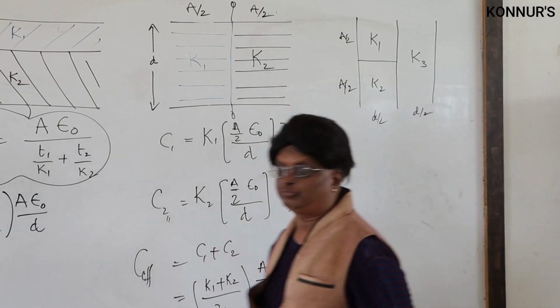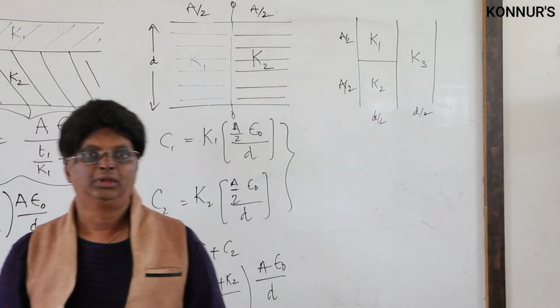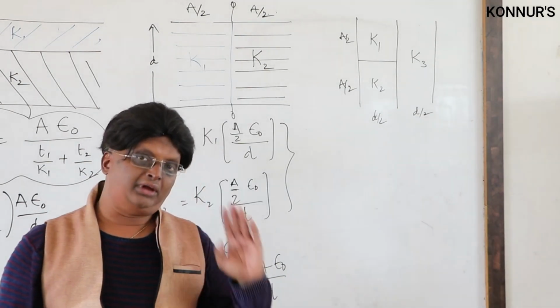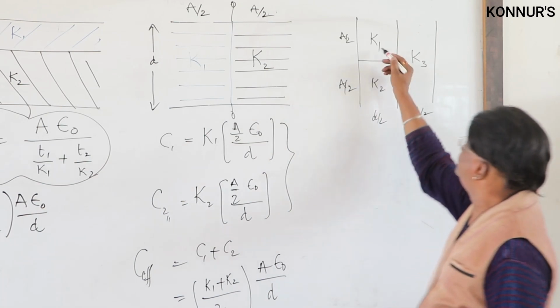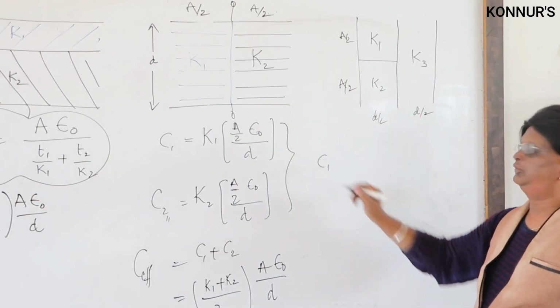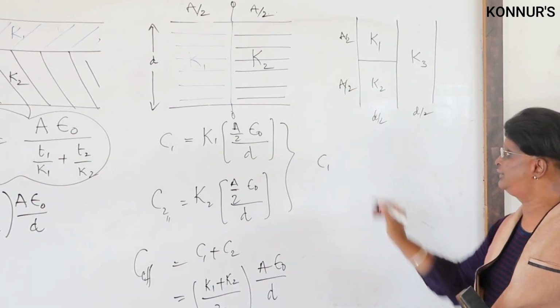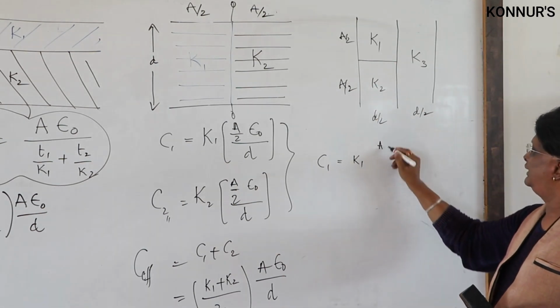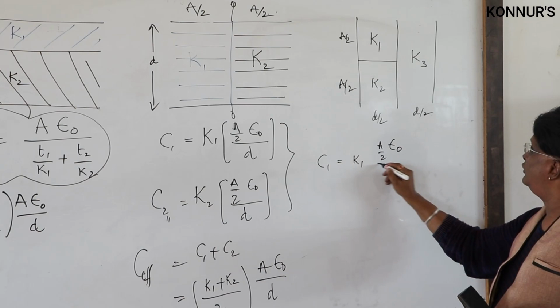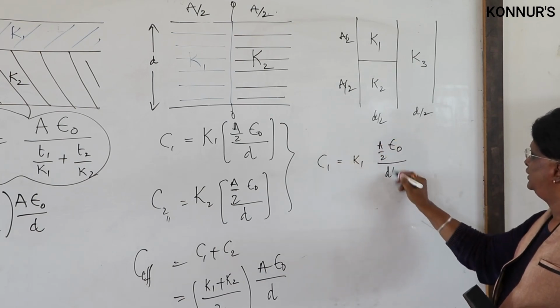Now for this arrangement, what will be the case? Clearly you will find that the arrangement has 3 capacitors. How? This one is a capacitor. I am writing it as C1 for the K1 dielectric, C1 is equal to K1. What is the area? Yes, A by 2 epsilon naught by distance D by 2.